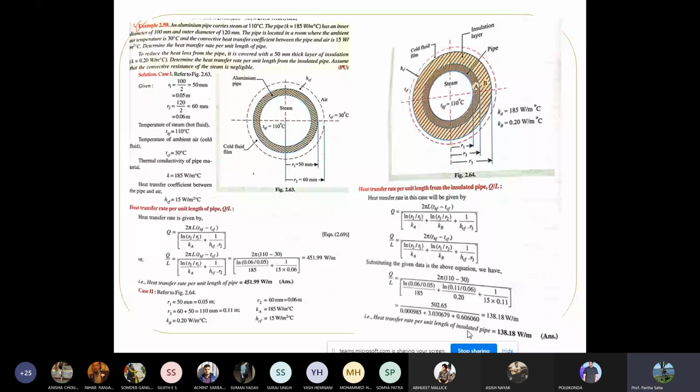So I think you can see that due to insulation, the amount of heat loss decreased. It was 452 watt per meter. Now it is 138. If you put some sort of insulation, heat loss can be minimized. That is what I try to convey through this problem. So please go through this slide and then you will understand.